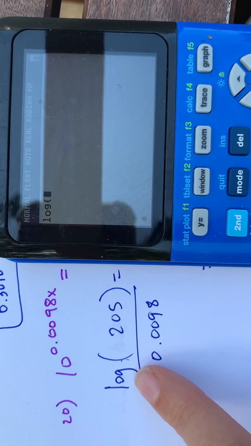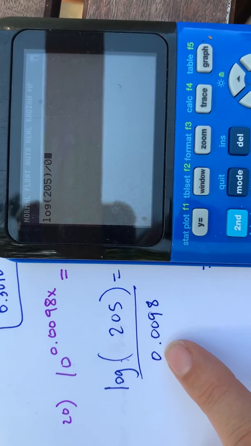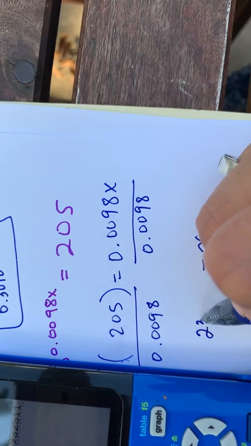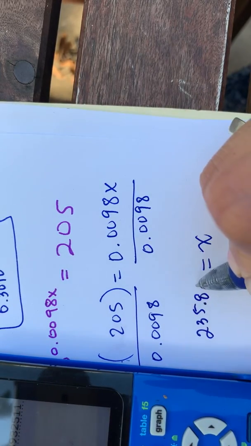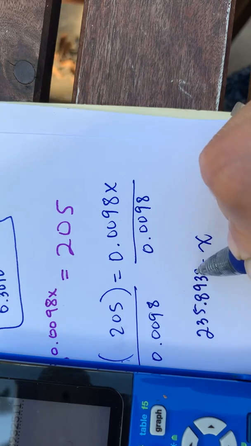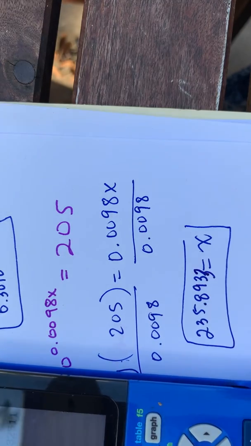So hit your regular log button on the outside because you don't need a base, it implies base 10, 205, close parentheses, and then hit divided by 0.0098. And that's my answer. So let me copy that down. 235.8932, if we're working on rounding to the fourth place value.